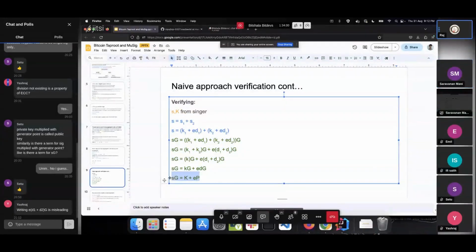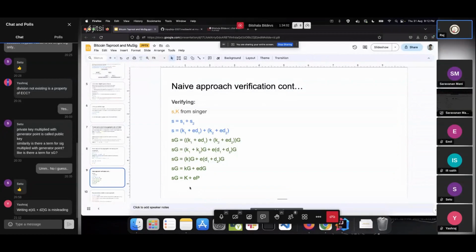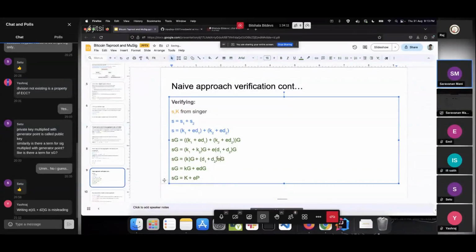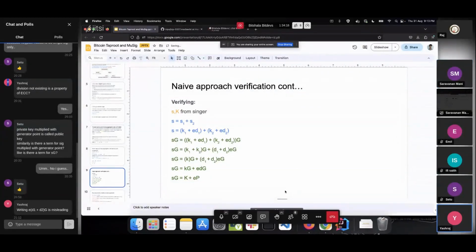They don't care about this derivation, because this is what is derived internally. Right. So Yashraj is asking, writing E D1 plus D2 into G is misleading. Can you elaborate? Are you guys able to hear me? Yes, we can hear you.